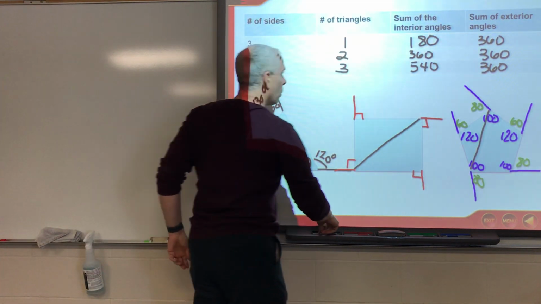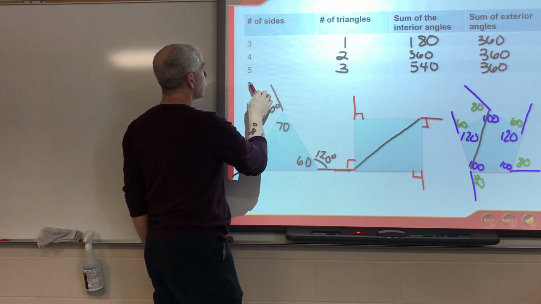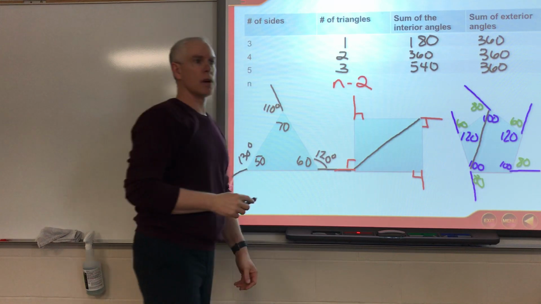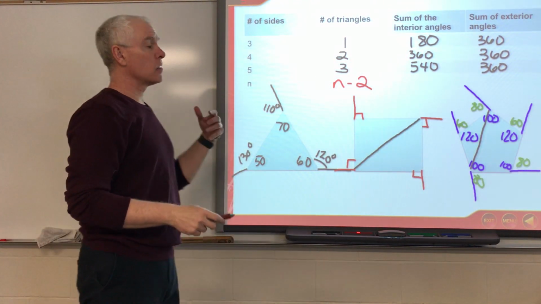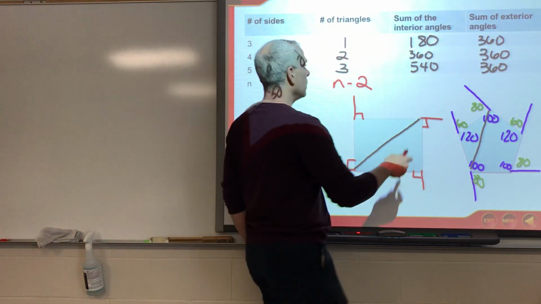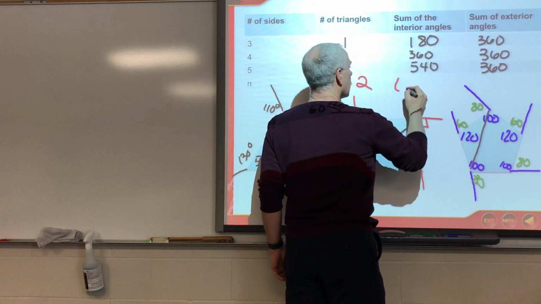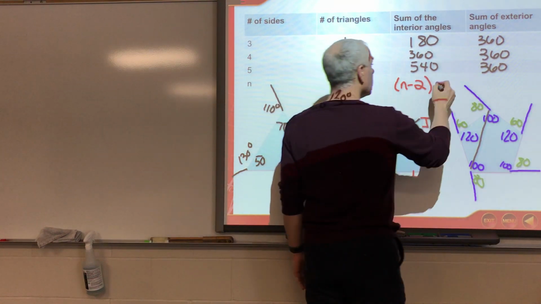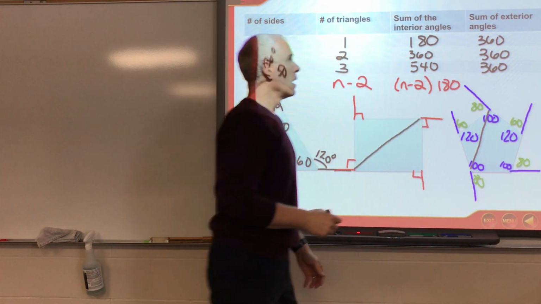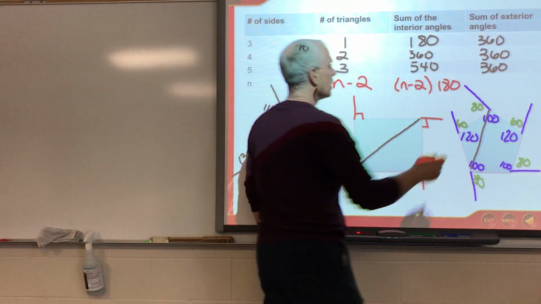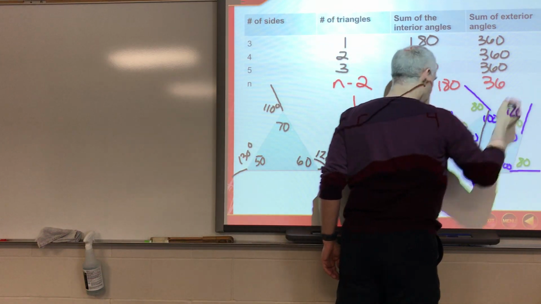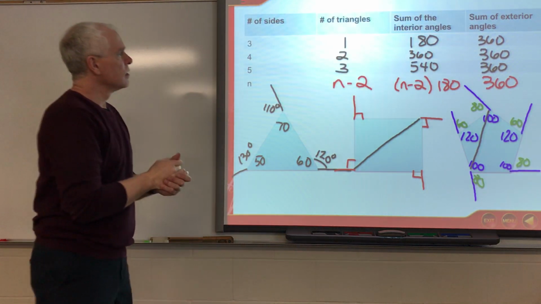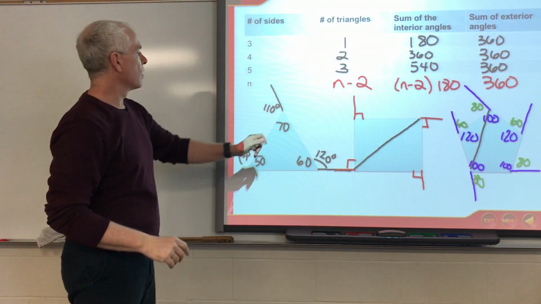Okay, so what we should notice, you guys, is that the number of sides compared to the number of triangles, there's always 2 less triangles than the number of sides. And since all of the triangles add up to 180, then the sum of the interior angles is going to be n minus 2, which is the number of triangles, times 180. And I think we noticed for the sum of the exterior angles, we were getting 360 no matter how many sides we had. Okay? So think about that as we're moving on.